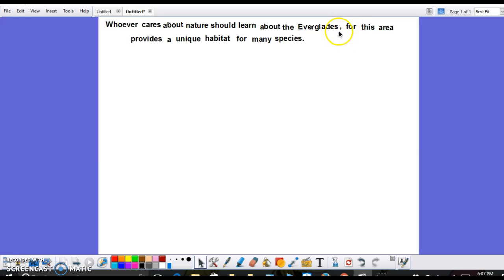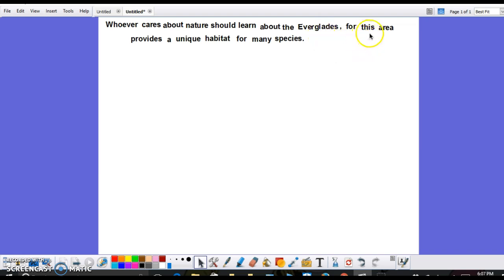That's right. Okay, good. So when you have a comma and "for," they kind of have to go together, right? And this is one of the FANBOYS, and you learned FANBOYS already, right? Okay, so the first thing is to look for a comma and a FANBOY. The second test is to say, if I read this part and I stop at the comma, does it stand alone as a sentence? So if I say, "Whoever cares about nature should learn about the Everglades." If I said that as a sentence, would it be okay? Yes. Good. It's not a fragment, so it stands alone all by itself.